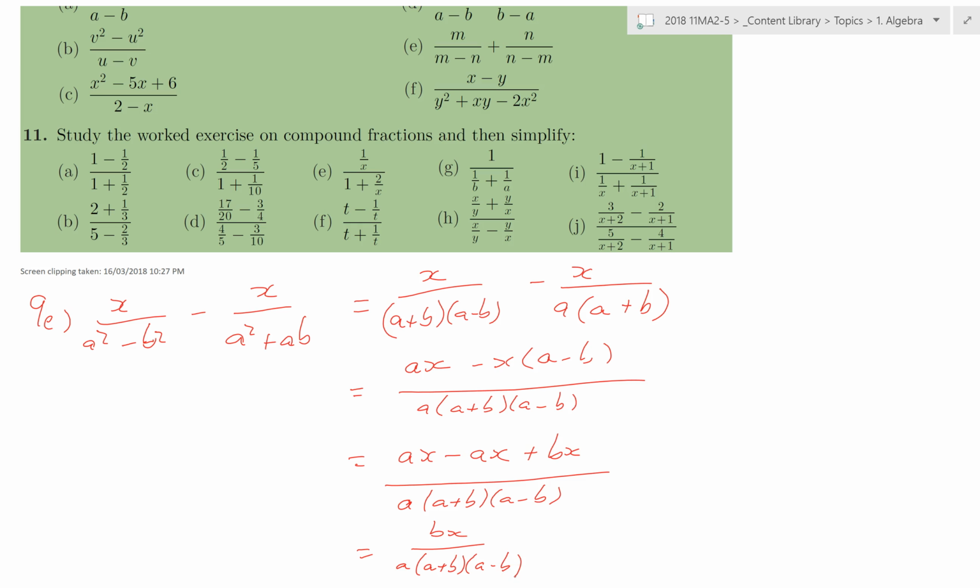Right, can I do more there? Well, the bottom is fully factorised, that's nice, and I don't have any of those factors in the numerator, so there's not going to be any cancelling. I could expand this out and get a cubed minus ab squared. I don't think that's better. Okay, so that's the answer to 9e, but there's a bit of work in these, right?